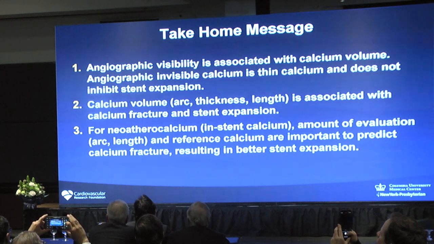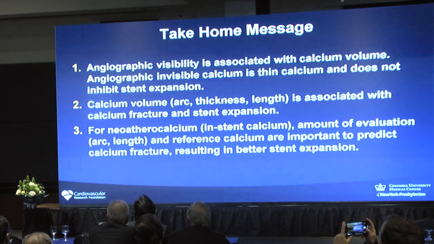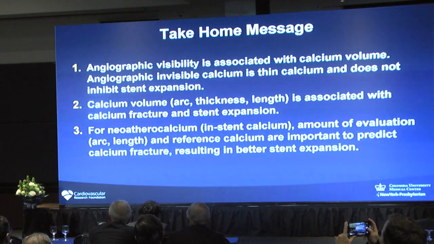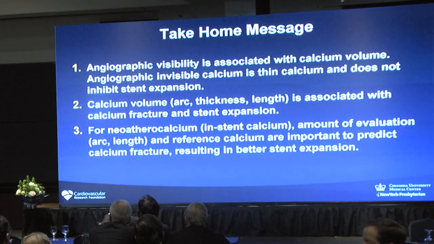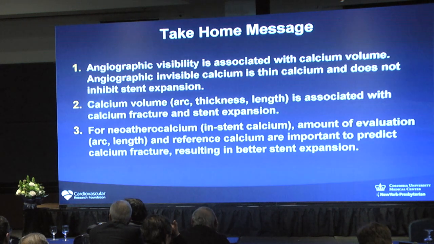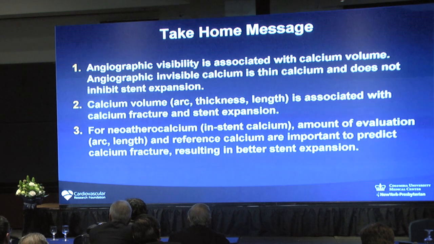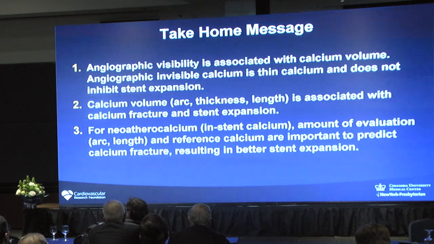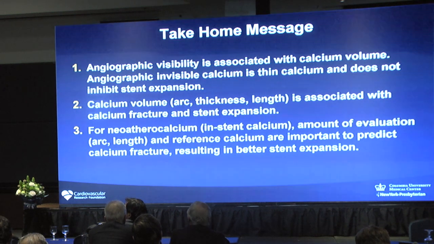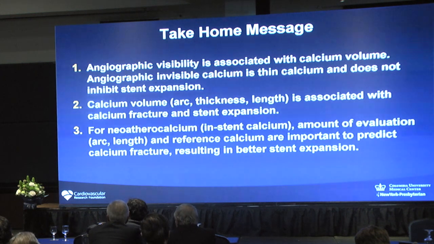So to summarize, don't forget to look at the angio carefully. Angio appearance is very important and correlates with the amount of calcium. So when we predict calcium fracture or stent expansion, what is important is to look at the total volume, not just arc and also length. IVUS cannot see the thickness, but you should be able to predict using many different ways. And finally, I showed the neoarterial calcium, and the amount of calcium inside and length is also important, but IVUS cannot see the thickness, so look at the outside. If there is not much calcium, you should expect there is not much calcium behind the stent. That's actually very helpful. Thank you so much.